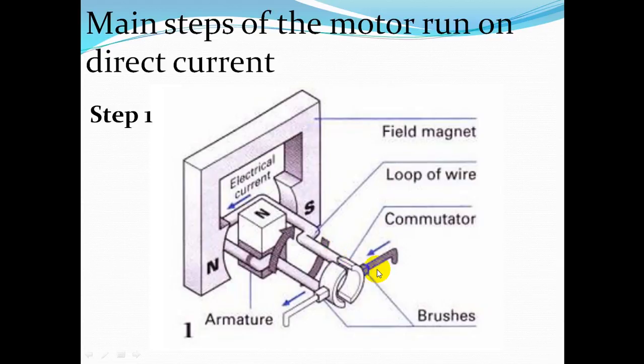Hello everyone, my name is Thanh Quang, and you have just seen the video about how an electric motor works. Then I will summarize the main steps of a motor running on direct current. In step 1, when the current flows, the armature becomes an electromagnet. This pole is attracted by the south pole and repelled by the north pole of the field magnet. You can see here.